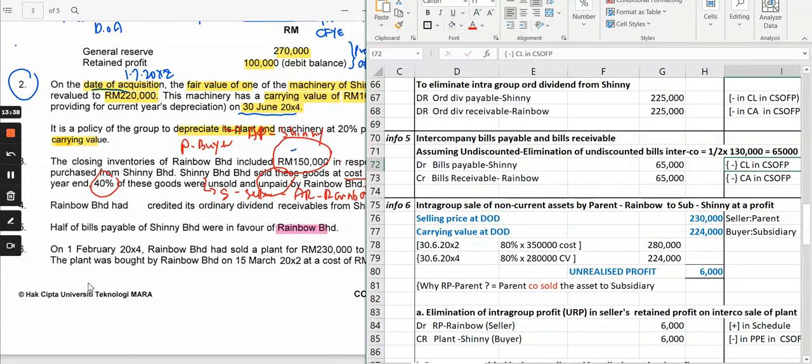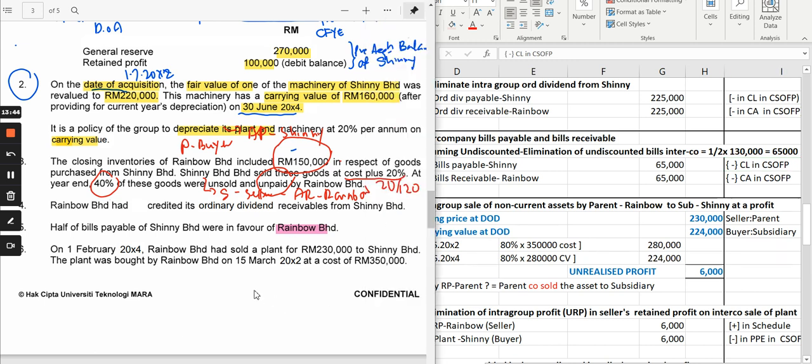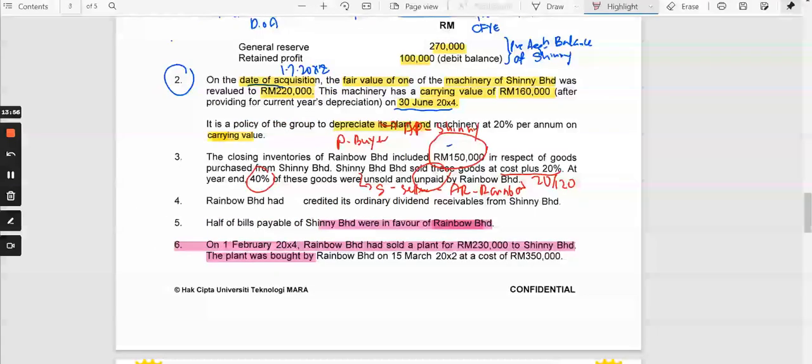Now we go to number 6, which is relating to intra-group sale of depreciable asset, where on 1st February year 4, Rainbow is the parent company. So Rainbow is the seller.